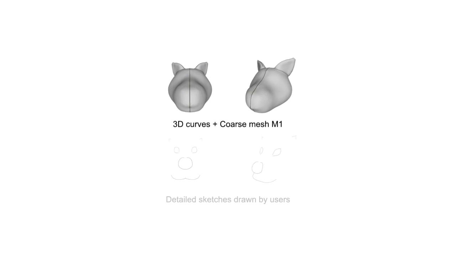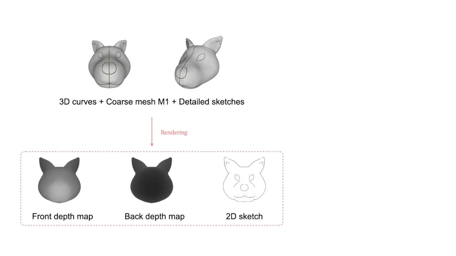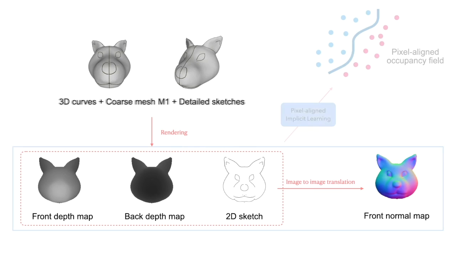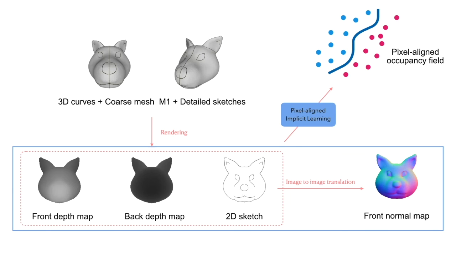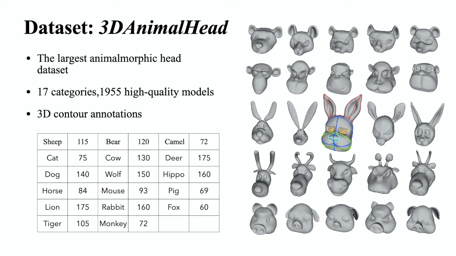In stage 2, once users draw detailed sketches on M1's surface, our system first renders the front and back depth maps from the coarse mesh M1, and a 2D sketch from the 3D strokes. Then a normal map is predicted by an image-to-image translation network. Afterward, all these 4 images are taken as input for the pixel-aligned implicit learning module to predict a pixel-aligned occupancy field. Similarly, the learned pixel-aligned occupancy field is used to guide the deformation of M1 to produce a more detailed mesh M2. Here is our dataset, 3D animal head, which is the largest animal-morphic head dataset by far.